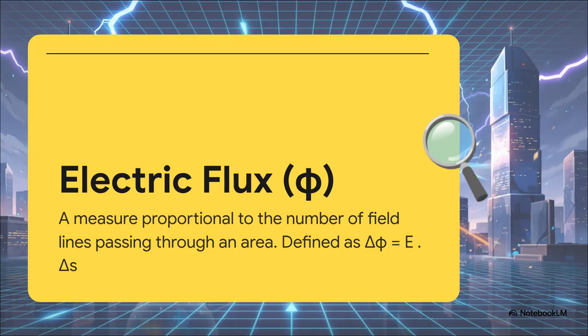Okay, before we get to the shortcut, we need one more new idea, electric flux. And it sounds complicated, but just think of it this way. It's a way of counting how many electric field lines are passing through a surface. Imagine holding up a hula hoop in the rain. The amount of rain passing through the hoop is the flux. So more field lines poking through an area, that just means you have more flux.